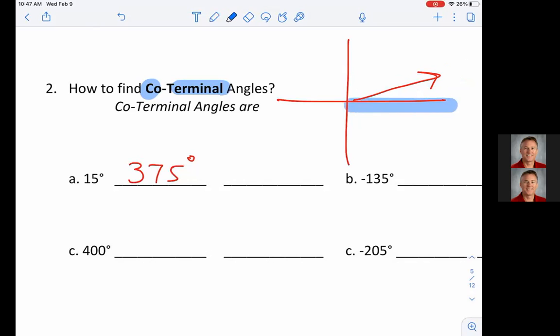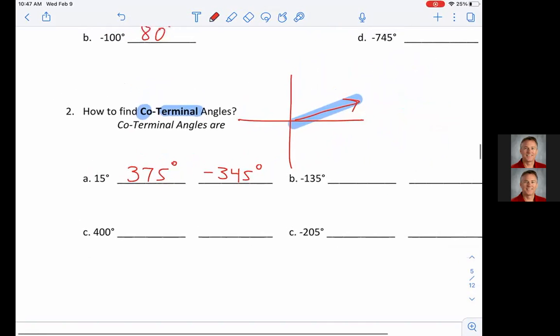So if I did a negative angle, I wouldn't have to do a full circle. So it's 15 degrees short of negative 360. So 360 minus 15 would be 345. So if I went negative 345 degrees, that would be another coterminal angle.